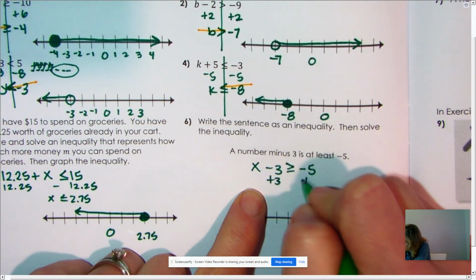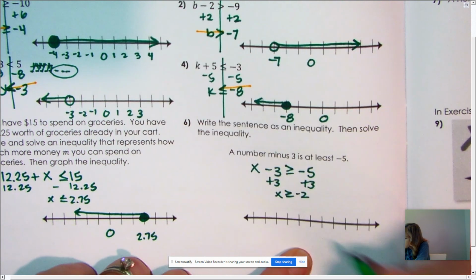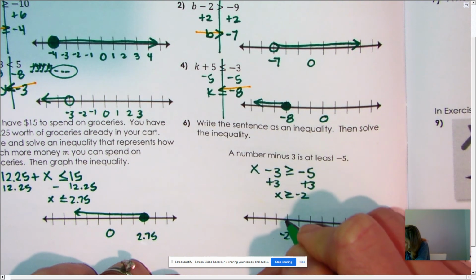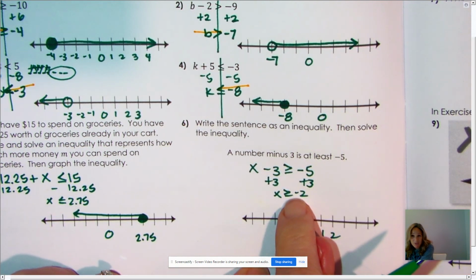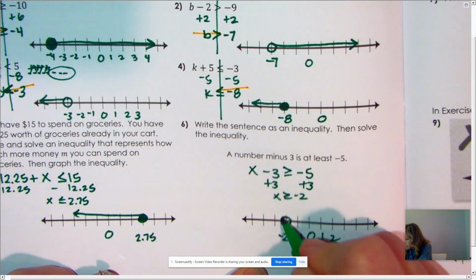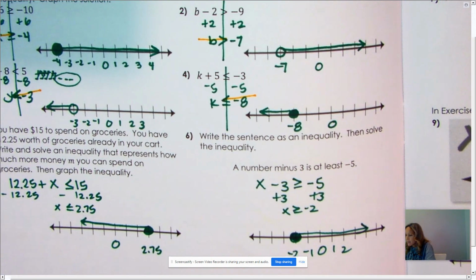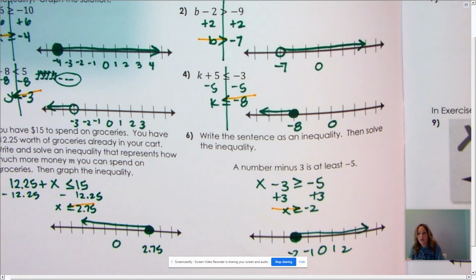Plus 3, so x is greater than or equal to -2. So 0, -1, -2. I'm going to put an open circle here, and then I'm going to look up and see, could it be equal to -2? Yes. So I color it in, and then x is greater than, so it goes to the right. Again, you could use the secret shortcut on both of these problems to know which way to go.